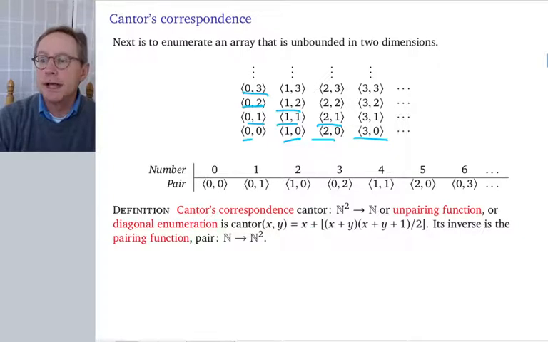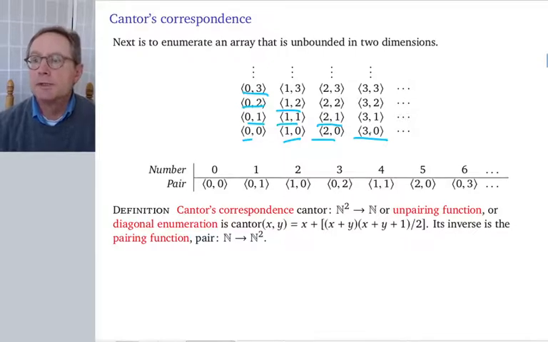And for example, if you take 1 plus 1, 1 plus 1 plus 1, divided by 2, and add 1, you get 4. Okay, so the inverse is the pairing function. So you can go either from bottom to top or from top to bottom. Here, if you go from bottom to top, that's Cantor's correspondence. From top to bottom, that's the pairing function. Okay?